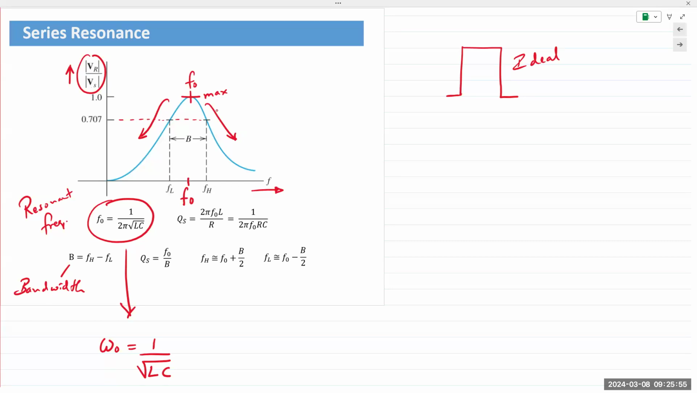And so that gives us two intersections. That gives us the bandwidth. And as with the other filters we looked at, beyond this band, you still have output, but we do not consider that as pass. We consider that as block. That's just a distinction engineers make.